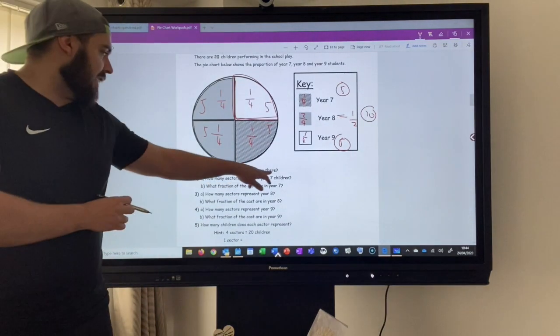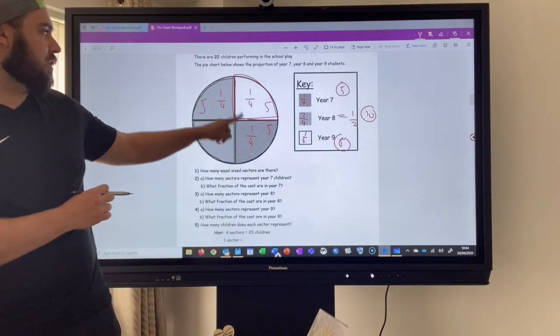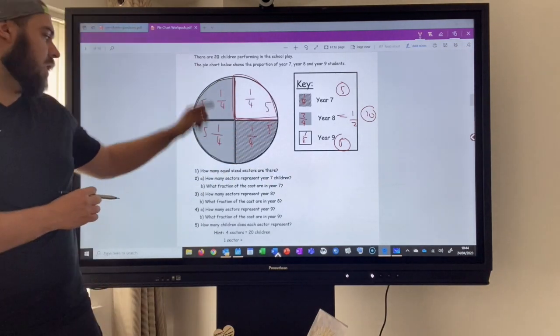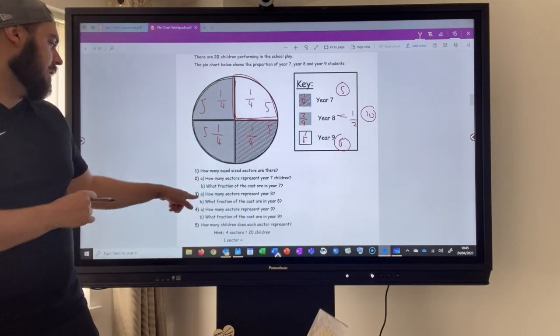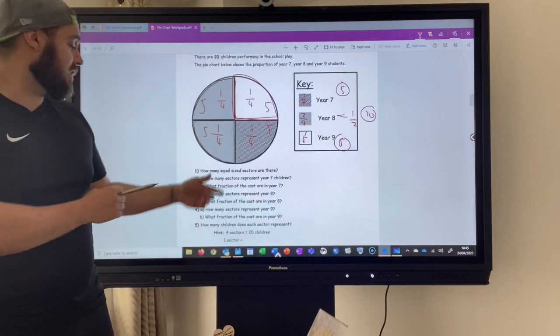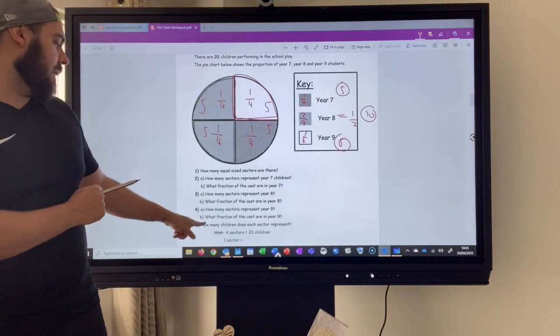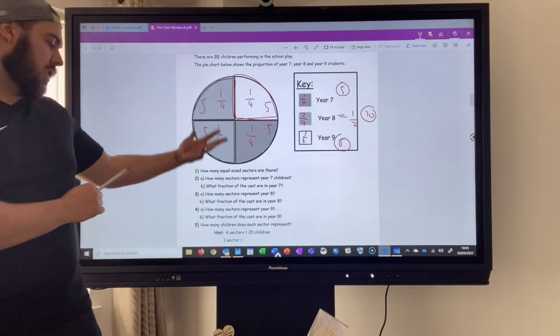How many equal size sectors are there? There's 4. 1, 2, 3, 4. How many sectors represent year 7 children? So year 7, that was this one here, was 1. What fraction of the cast are they? They are a quarter, or 5 people. How many sectors represent year 8? They're the dotted ones. It's going to be 2 sections, so it's 2 quarters, 4 here. How many sectors represent year 9? And then it's there. A quarter, 5 people.